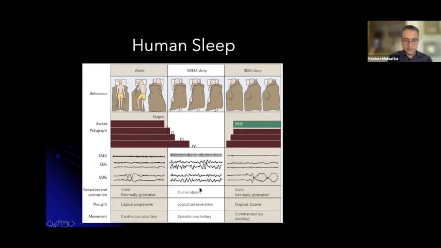Okay, and this is again just to say that you can also measure, for example, eye movements. So when a person's in REM sleep, you have what are called rapid eye movements. So the electrooculogram down here shows you that the eyes are moving rapidly. And of course, REM sleep is a state of sleep that's most associated with dreaming.